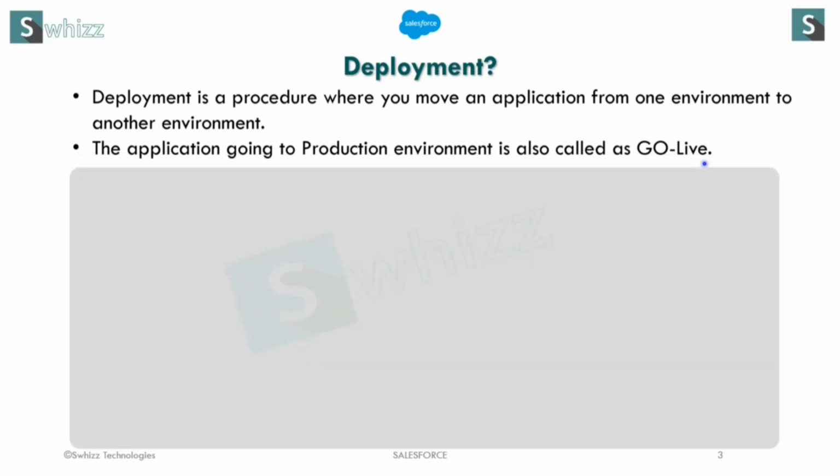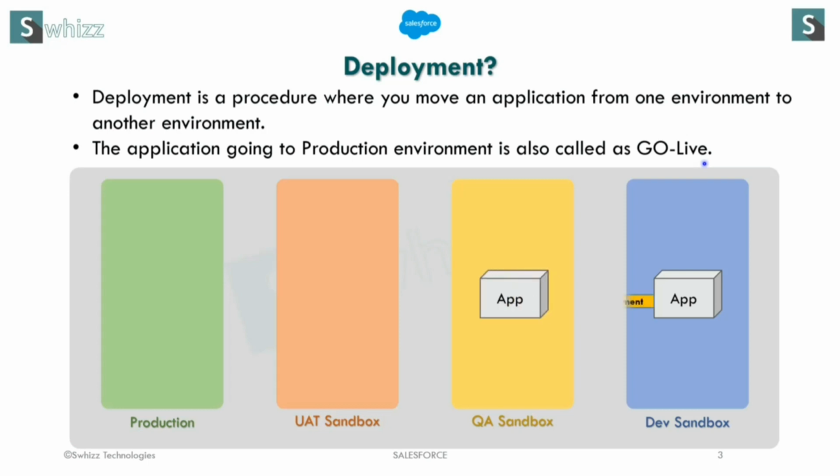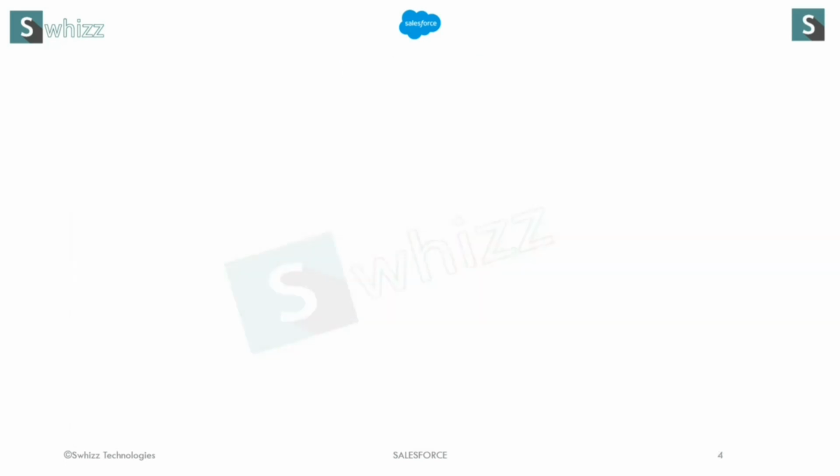So I have an environment here with production, dev sandbox, QA sandbox, and UAT sandbox. We develop the application in the dev sandbox, and we want that to be available in the QA sandbox. And the process of moving it from dev sandbox to QA sandbox is called deployment. And the same goes with the other environments as well. Right, guys? Right.